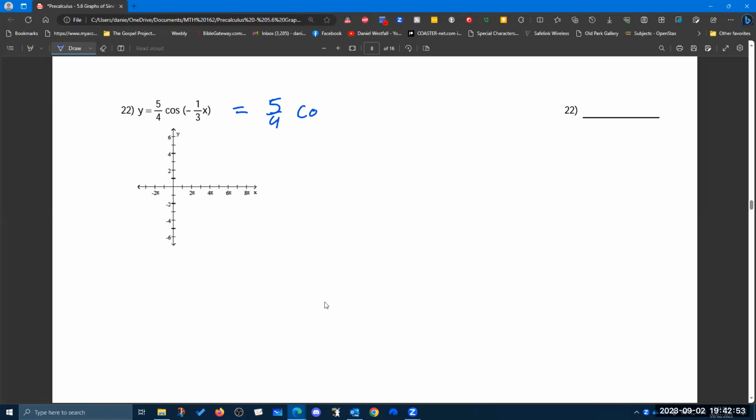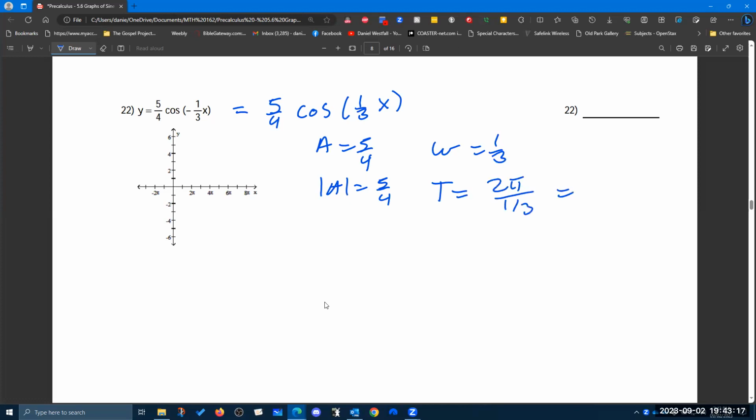So cosine is an even function. So it's the same thing as that. So A is 5/4. Cosine of omega x. So my period is 2π over 1/3, which is 6π. Same kind of thing as before, only they've changed the scale to make this easier. My step is going to be 6π/4, which is 3π/2.